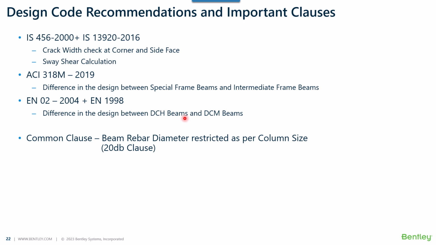And lastly, we will look into the clauses from IS code and ACI code, which tell us to maintain minimum dimension of the column based on what reinforcement has been provided in the beam. So we will look at how this clause has been implemented in RCDC.